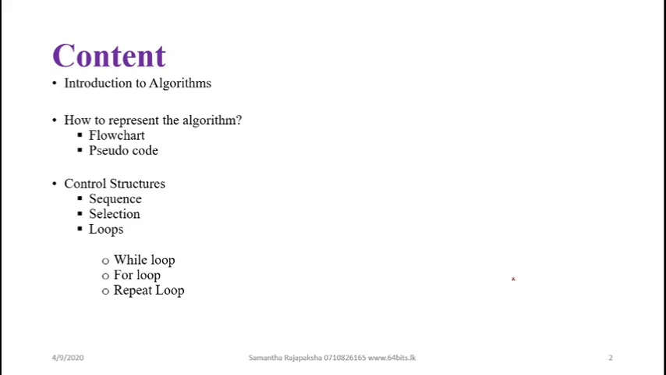Then the next section in this lesson is the control structures. We are looking here mainly at three control structures: sequence, selection, and loops. Under the loops we'll discuss three loops: while, for, and repeat. So those are the sections that we are going to cover in this lesson.